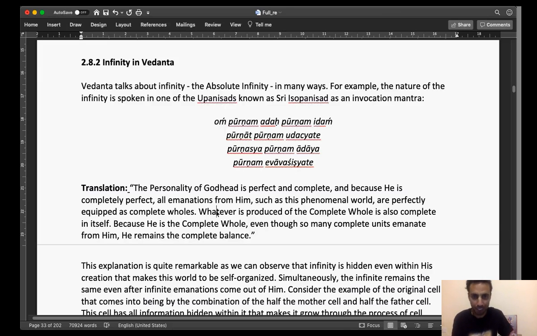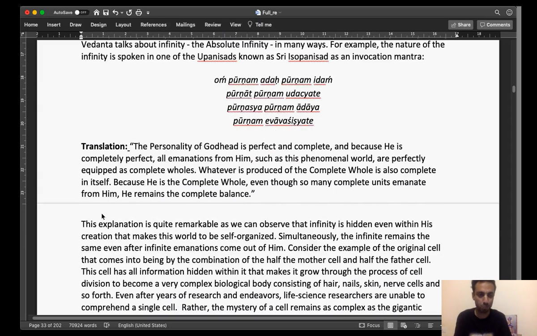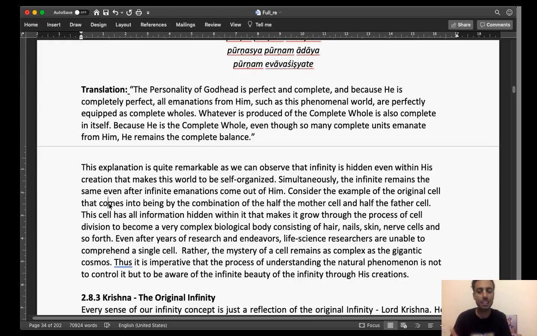And this is what is unimaginable. How can somebody come to this conclusion? That person must be a real genius who can give this concept that even if you take out complete wholes from the complete whole, Krishna, still Krishna remains the complete balance. He does not diminish. This concept is really marvelous. This is unimaginable because in the material world we never see this.